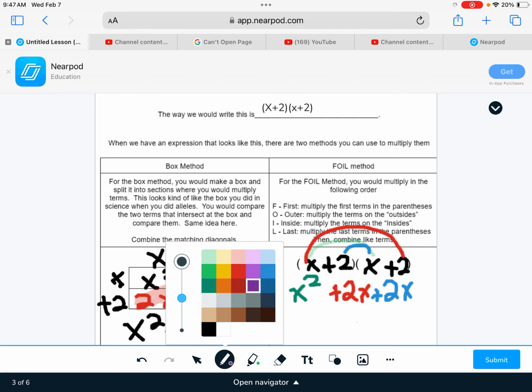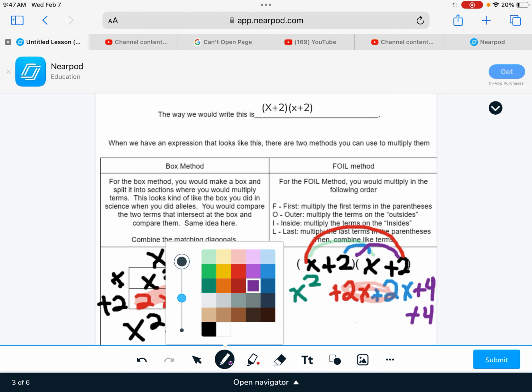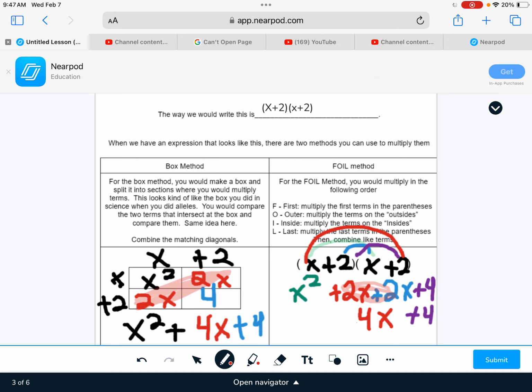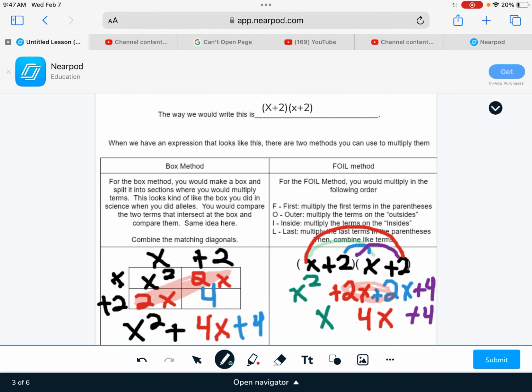Last but not least is my last terms, the terms that are last here. 2 times 2, which is a positive 4. Once again, I can combine these together. 2x plus 2x is going to give me a total of 4x. So when I do the combination here, I get 4x, and then the x squared and the 4 always get brought down as well. So x squared plus 4x plus 4 you'll get no matter which way you do it.